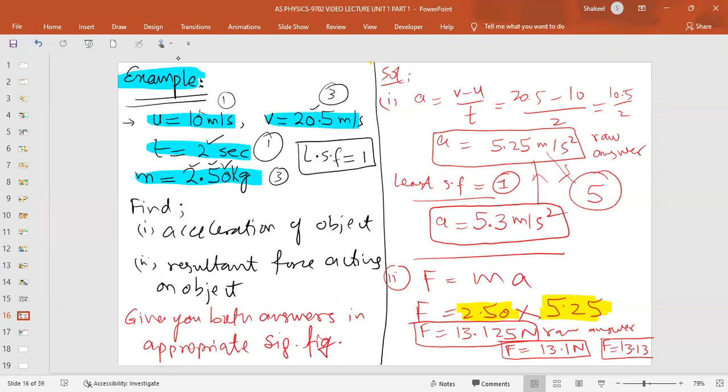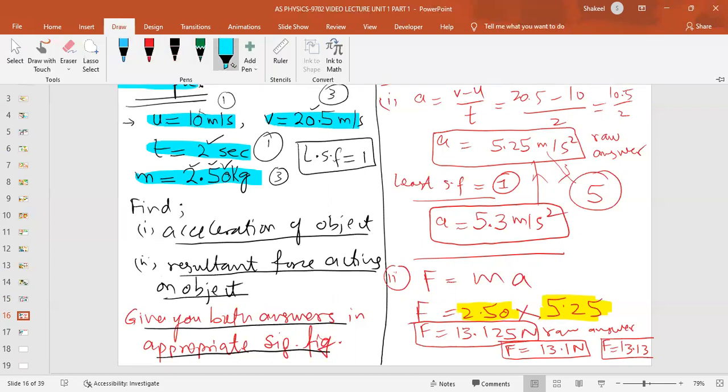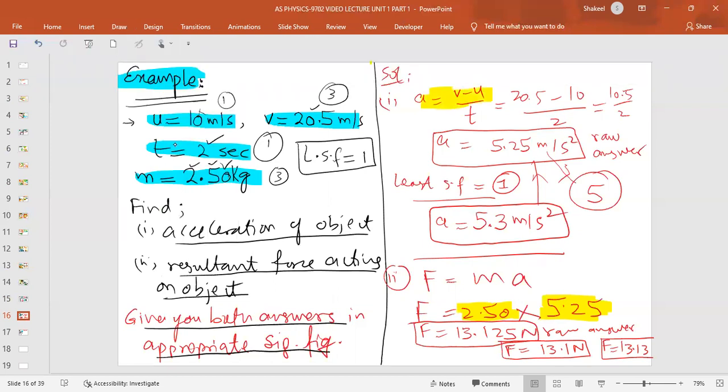So you can write your answer in 1 or 1 more than least significant figure. What you have to do is find acceleration and find the resultant force acting on the object, and give both of your answers in appropriate significant figures. So you'll be using the normal equation for the acceleration, which is (v minus u) by t. Just plugging in all the values, you got this answer.